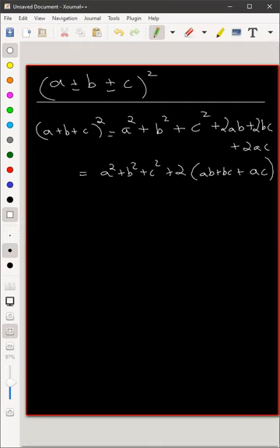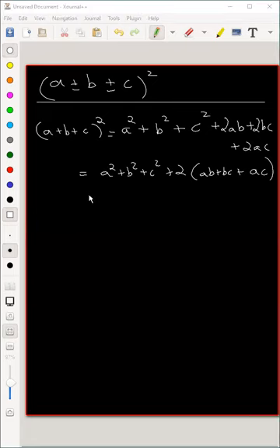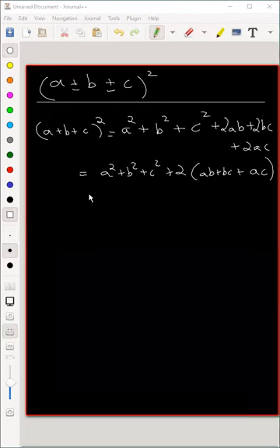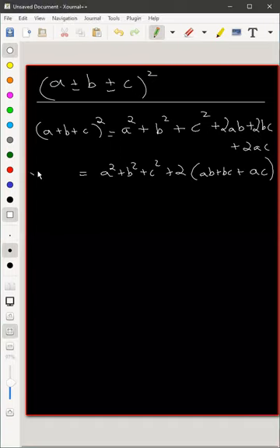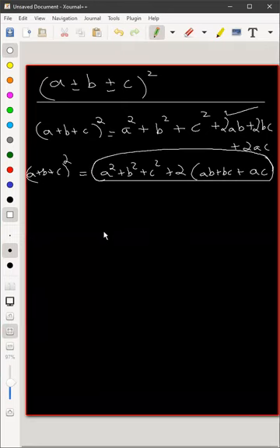Ishan, yeah? Sir, we have to make it in order. So it would be a square plus 2ab plus 2ac plus b square plus 2bc plus c square. We write it like this, and this is the final one that we get. Okay. This is just the helper to help you derive this. Ultimately, 90% of the time you'll be using this identity here.